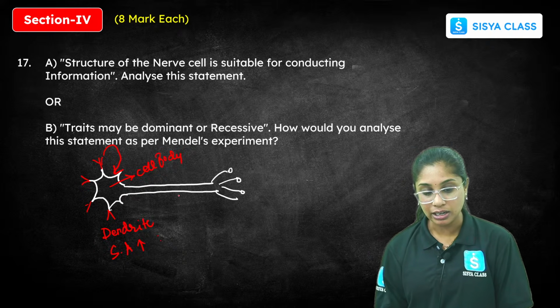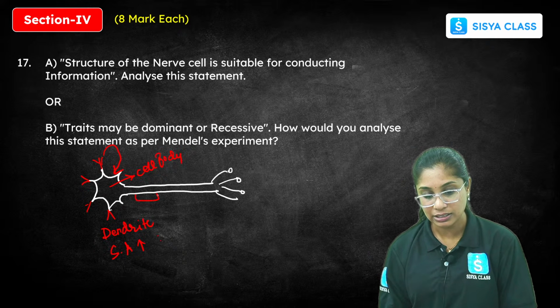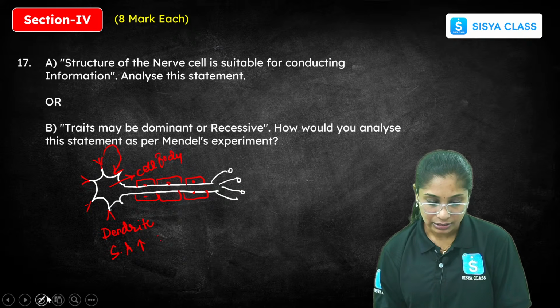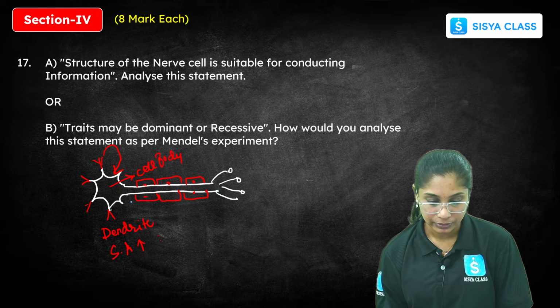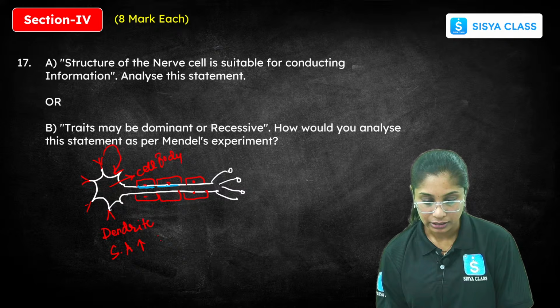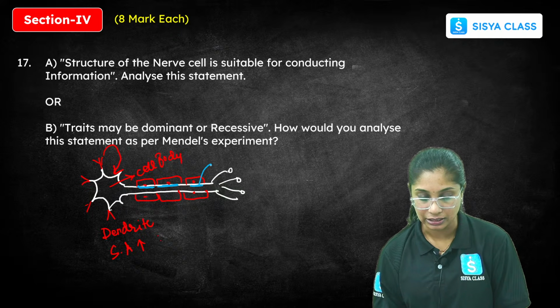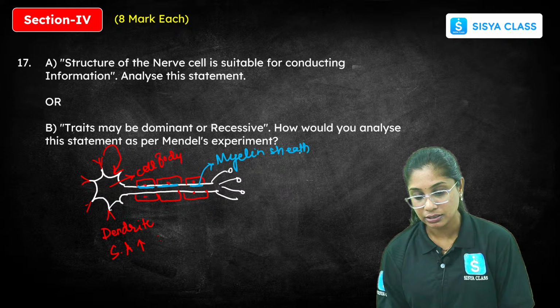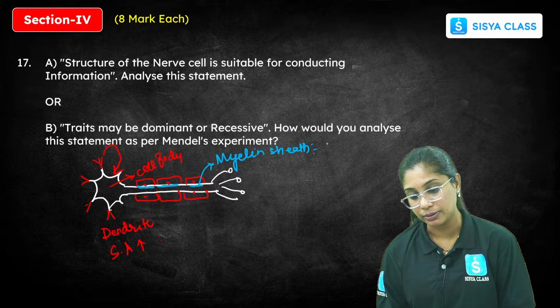Now here on the axon, we have certain cells. These cells are called Schwann cells. Now what is the function of these Schwann cells? They secrete or synthesize a lipid layer. This lipid layer is called the myelin sheath. And the myelin sheath is an insulator. It acts as an insulator.